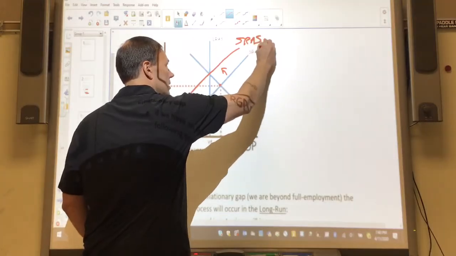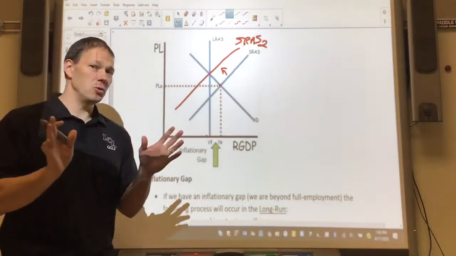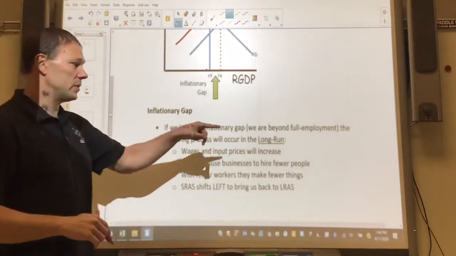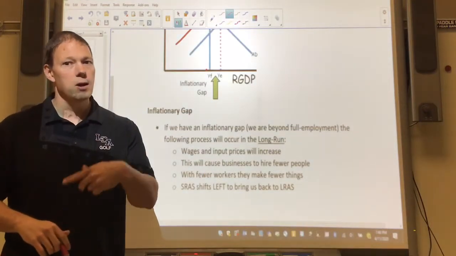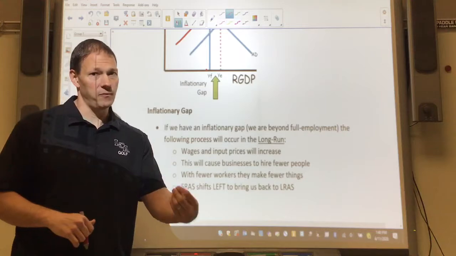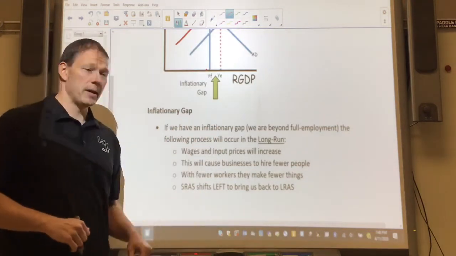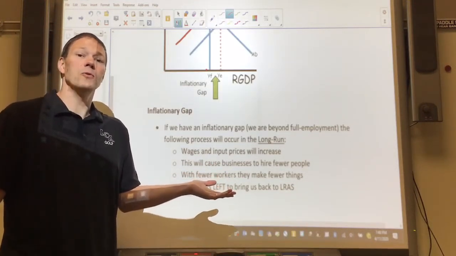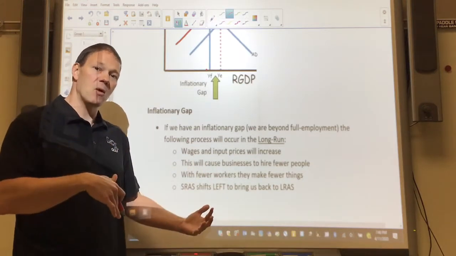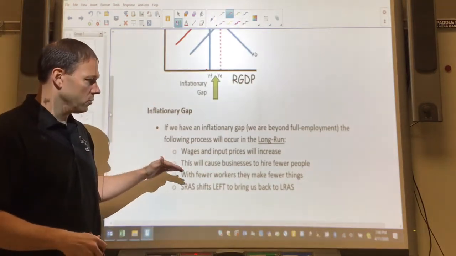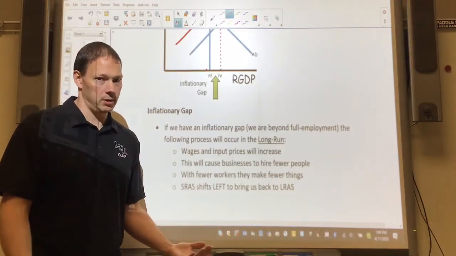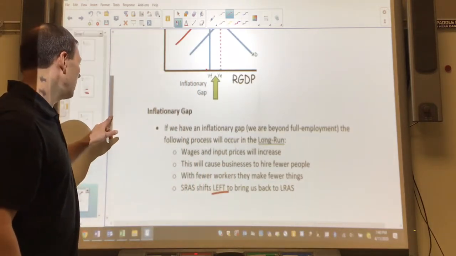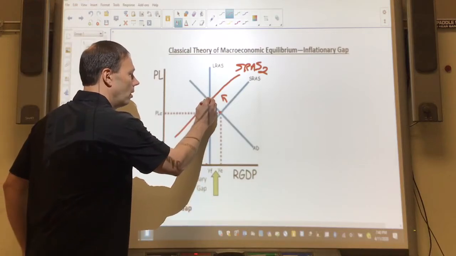Okay, and so the idea here, the process, and again, if they asked you to explain this on the test, you'd have to use all parts of these to make sure you get the answer in the long run. Now, why do we say long run? Because it takes the long run for these input prices to become flexible. So in the long run, wages and input prices are going to start to go up. Now, if wages go up, generally speaking, businesses hire fewer people, or they cut back on hours, or they get rid of that weekend shift, or whatever else. And as they hire fewer workers, they are going to make fewer things. Making fewer things means that SRAS shifts to the left, like I showed up here, and it brings us back to our full employment output right here.